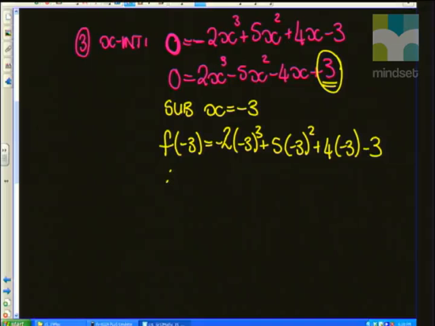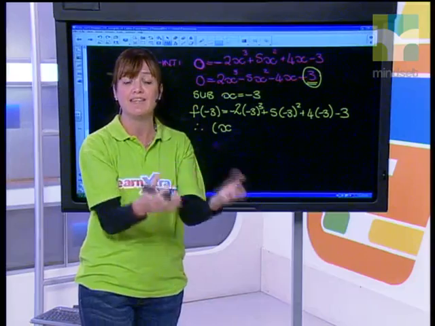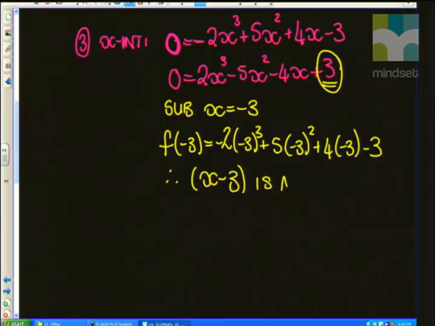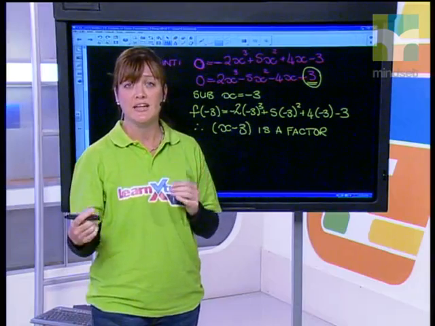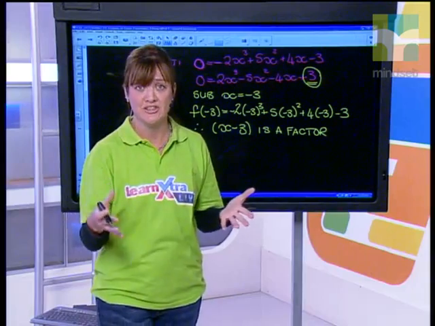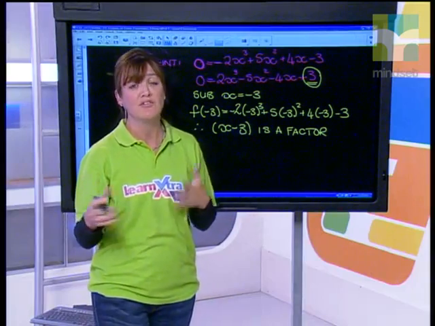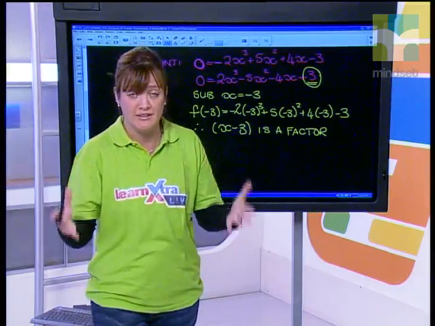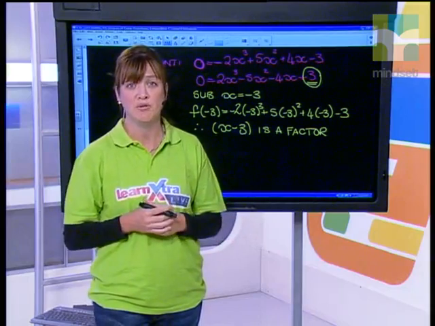So what I know, therefore, is that if positive 3 was the number I substituted into x, then if I put it back into the bracket, x minus 3 is a factor. Now that I've established that x minus 3 is a factor, we need to work out how many times x minus 3 goes into our cubic equation. There were methods we learned to do this, one of which is synthetic division. This is just one of the methods, grade 12. You may have learned a different method, and whichever method you understand and that works for you, we're happy for you to use.